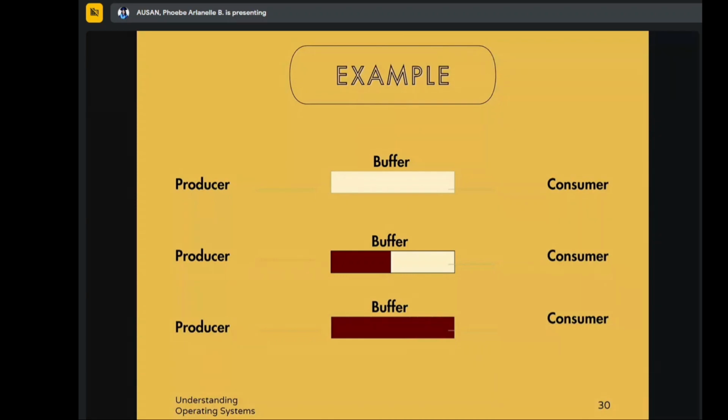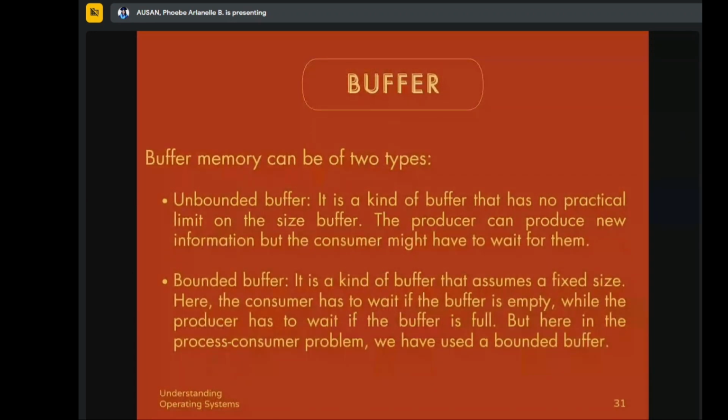So this is the example. Ang makita nimo diri, the producer, the buffer, and the consumer. Kini siya ang example sa message sharing.